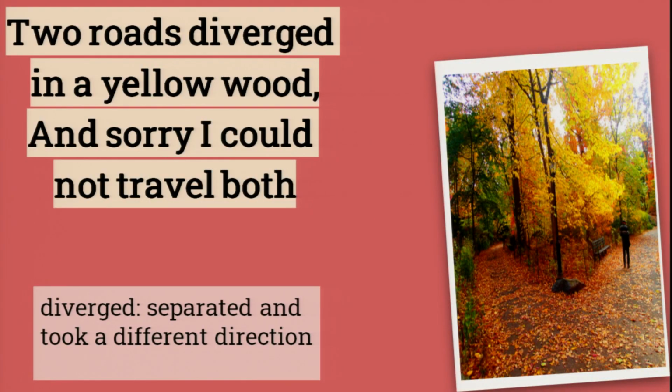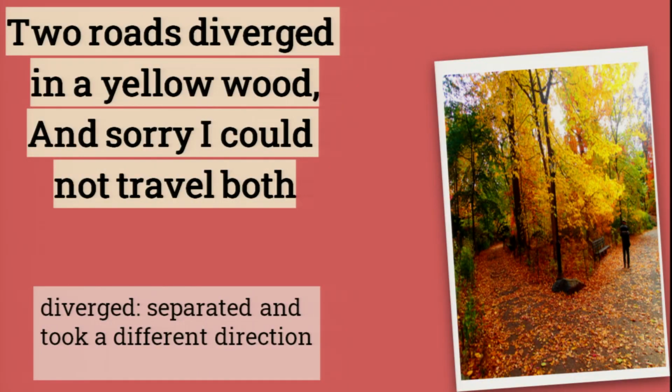Two roads diverged in a yellow wood, and sorry I could not travel both. Now the poem starts with the word two, okay, which means that you have to make a choice. So anytime when we have more than one option, we have to make a choice. The choice can be related to our day-to-day life, or the choice can also give us a big impact in our future.